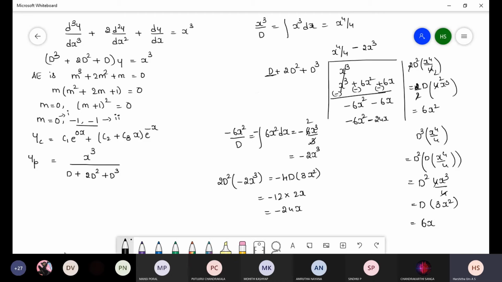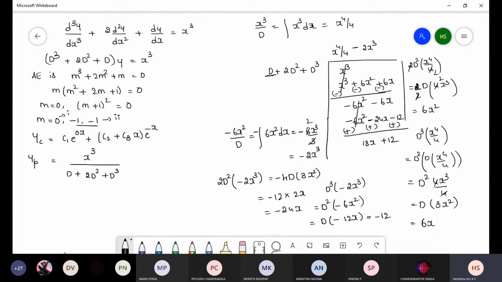Next comes D cube into minus 2x cube. The first differentiation is 3 into 2, minus 6x square. The second differentiation is minus 12x. The third differentiation is minus 12. So here I write minus 12. Change the sign: here plus, here also plus, here also plus, according to the simultaneous equation. So 24 minus 6 is 18x plus 12.